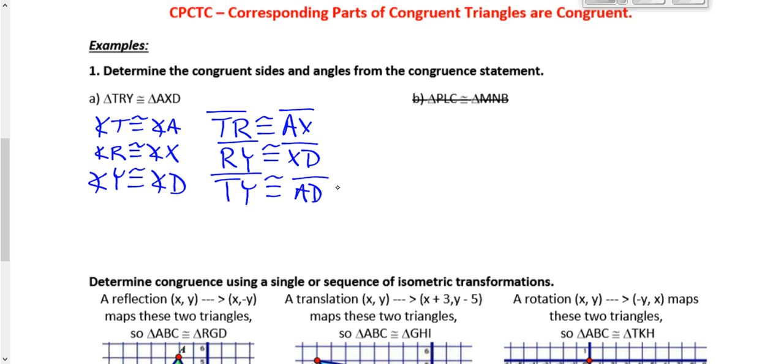Everybody have something like that? If you had put them in a different order, as long as they're corresponding, you're fine. Okay? Let's take a look at what they're doing down here.